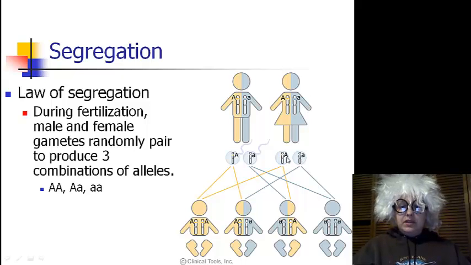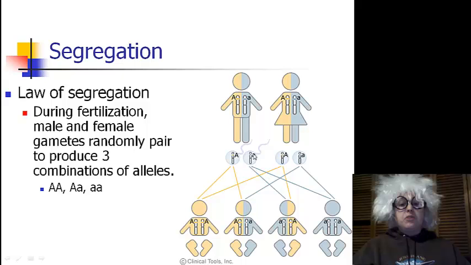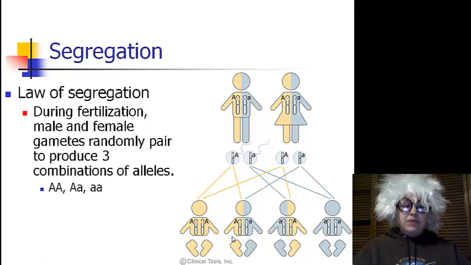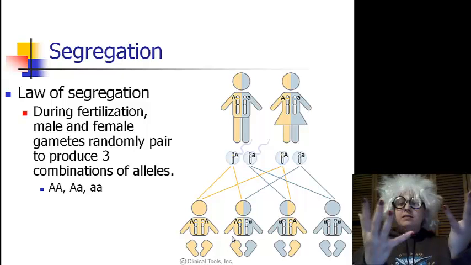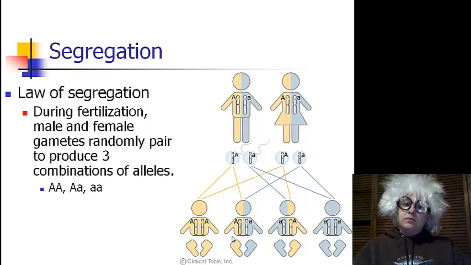So let's look at this guy. Let's say this big A from Mom comes over and meets with the big A from Dad. Well, that will create an offspring that has two big A's. But this big A from Mom could also randomly meet up with this sperm that has the little a to create a hybrid, a big A and a little a. So there are three combinations that we can come up with: big with big, big with little, or little with little.